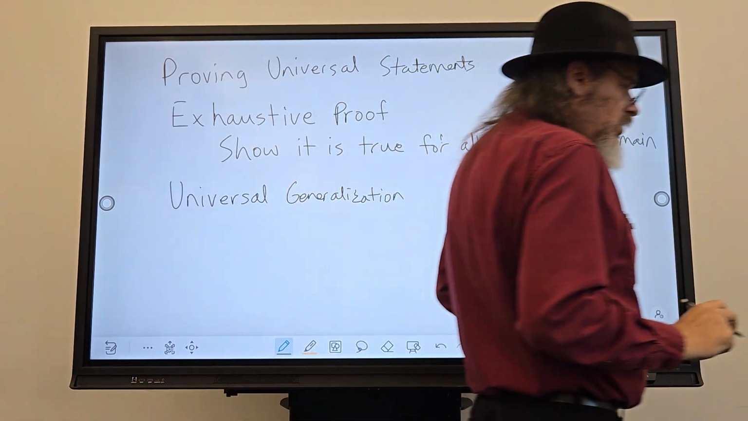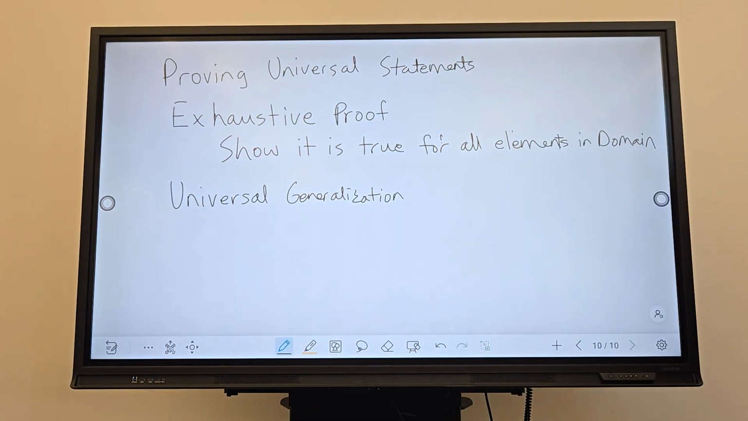All right. Let's see here. To show that every element of a set satisfies a certain property, suppose x is a particular but arbitrarily chosen element of the set and show that x satisfies that property. So let's see if we can come up with an example here.